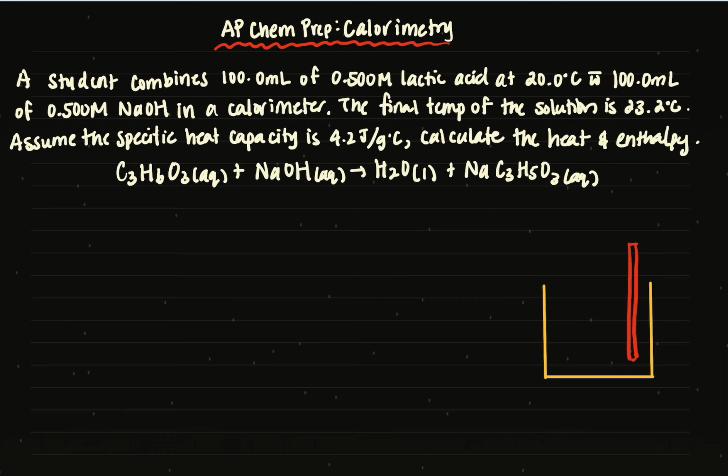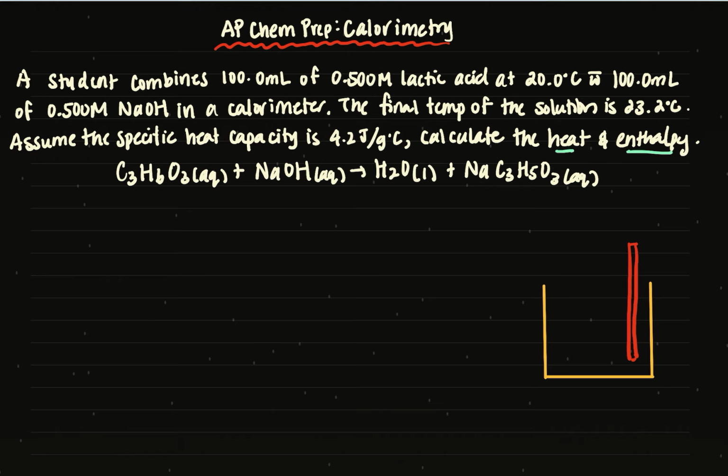In today's AP Chem review, we're going to look at a calorimetry problem where we mix two compounds together and then have to determine the heat and enthalpy of reaction. I do like to set up diagrams when I'm doing these questions. It just helps me visualize what I'm looking at. And calorimetry problems can become a little bit complicated because there are so many steps.